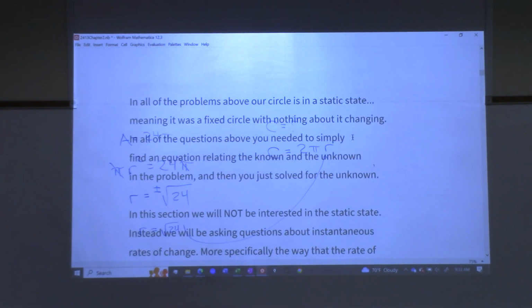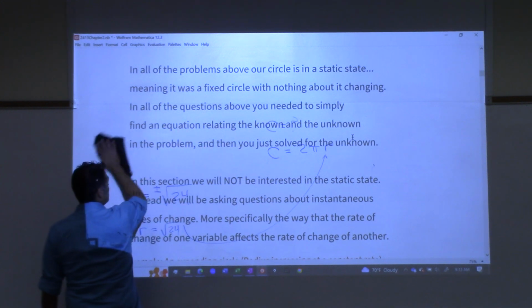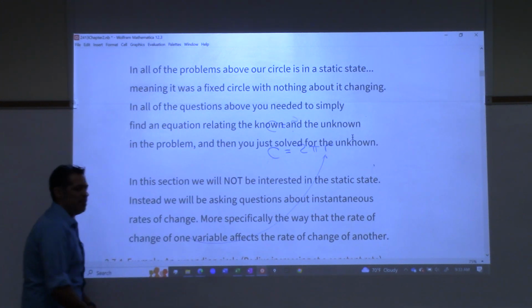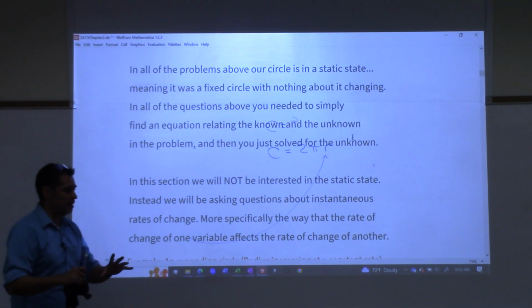All right, so in all of the problems above, our circle is in what we call a static state. Right? When I tell you that the radius is this, our circle is fixed, right? If I tell you that the area is this, then the circle is fixed. If I tell you the circumference is just some number, everything is fixed. Everything is static, not moving, right?